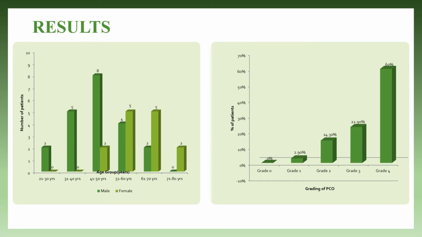These are my results. As we can see in the first table, maximum number of patients belong to the age group of 41 to 50 years. That is 10 patients, and out of the 35 patients evaluated, 21 patients were males and 14 patients were females, indicating a higher male preponderance. In the second table, we can see that more than half the patients, that is 60% of the patients in the study group, presented with grade 4 PCO, while grade 1 PCO was only seen in one patient, accounting for 2.9% of the study group.